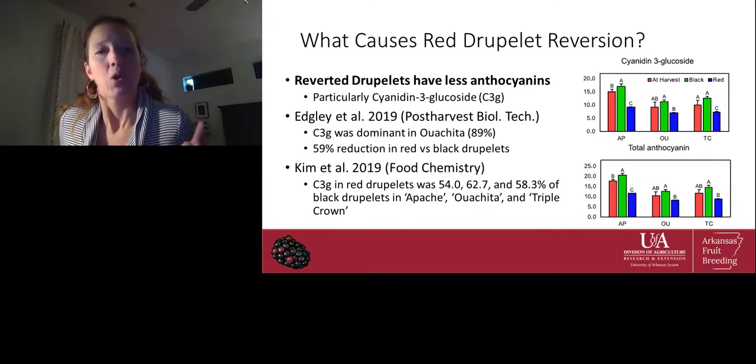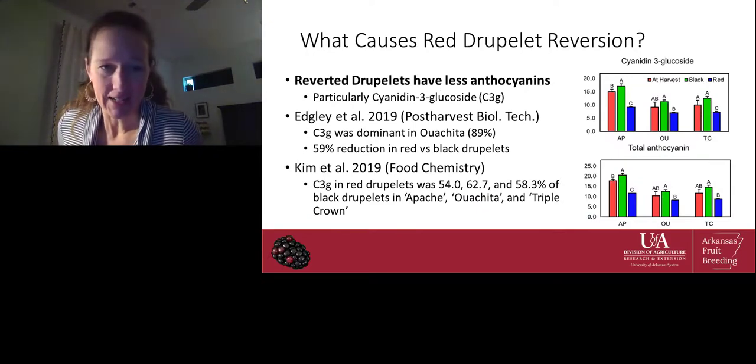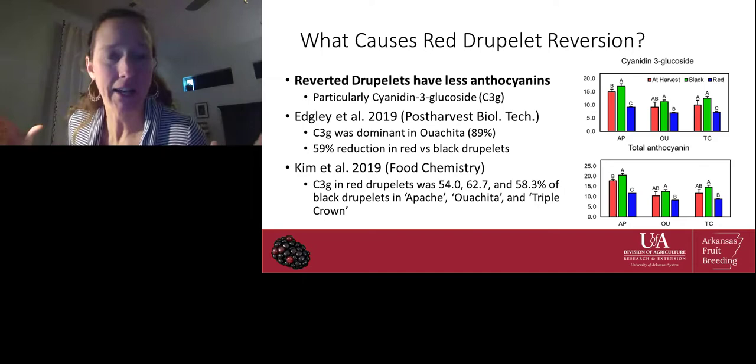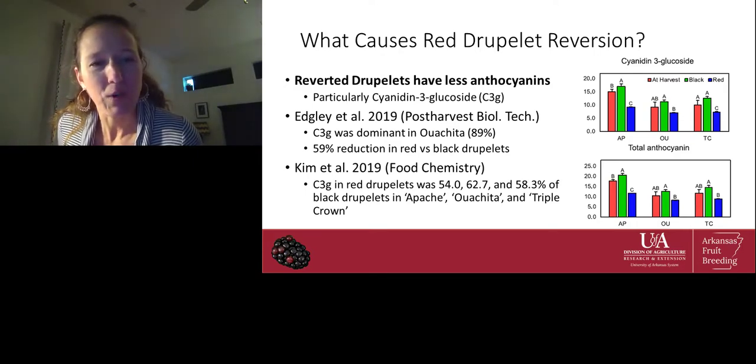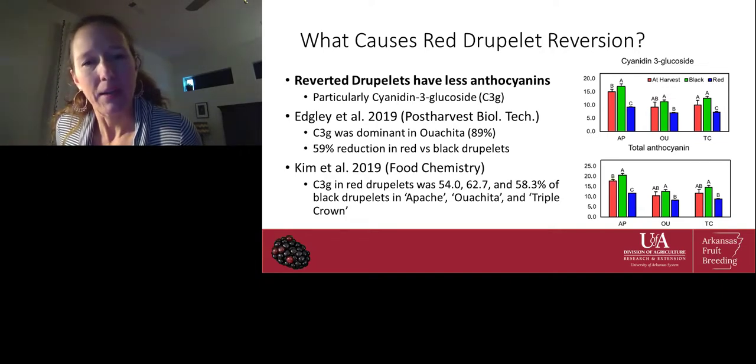So we know that red druplets have less anthocyanins, particularly the cyanidin 3-glucoside, which is the dominant anthocyanin in blackberries. Here on the right, you can see some work that was done by Kim et al., a group in Korea. They looked at red druplets in Apache, Wachita, and Triple Crown, and you can see the dominant anthocyanin, cyanidin 3-glucoside, and total anthocyanins below. And basically at harvest and black druplets after storage, you have in red and green, and you can see that they are much higher than in the red druplets.